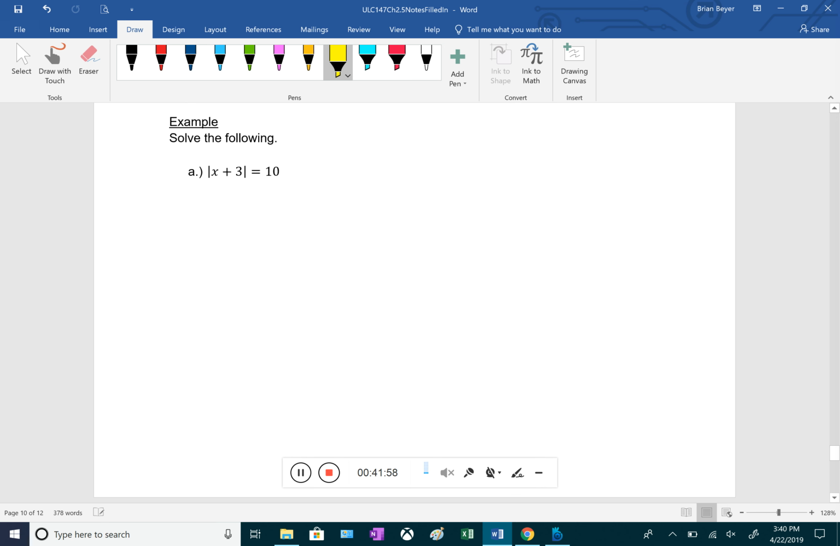So we have the absolute value of x plus 3 equals 10. We already have the absolute value isolated, so all we have to do is split this up. We drop the absolute value bars and let it equal the positive version, and then we drop the absolute value bars and set it equal to the negative version. Okay, so now we have these two linear equations that we solve.